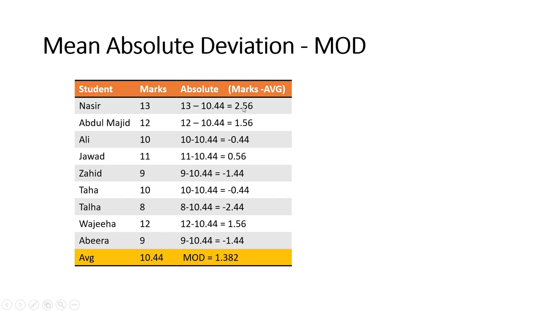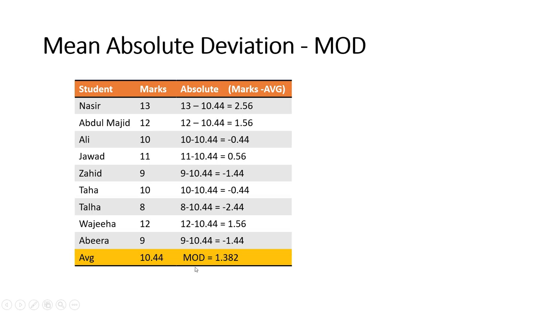So the value is 2.56. For Abdul Majid, 12 minus 10.44 means how far Abdul Majid's marks are from the average, which is equal to 1.56, and similarly for the others. Okay, so we will take the absolute values. For example, here you can see that there are negative values also. So we will add all these values, that is 2.56 plus 1.56 plus 0.44, and we will ignore the negative, taking the absolute values.